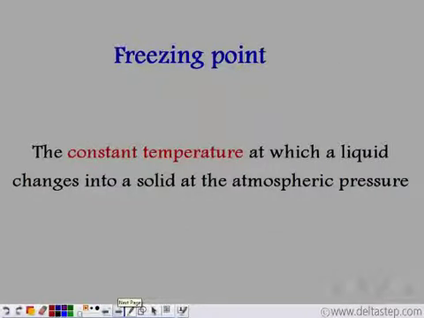So the freezing point is also defined as the constant temperature at which a liquid changes into a solid at the atmospheric pressure. Because with the change in pressure, these values also change. So these calculations are made at a constant atmospheric pressure. So this is the constant temperature at which a liquid changes into the solid state.